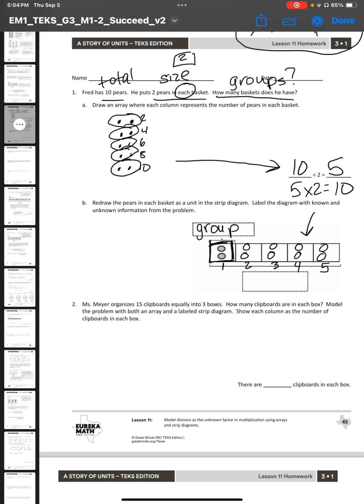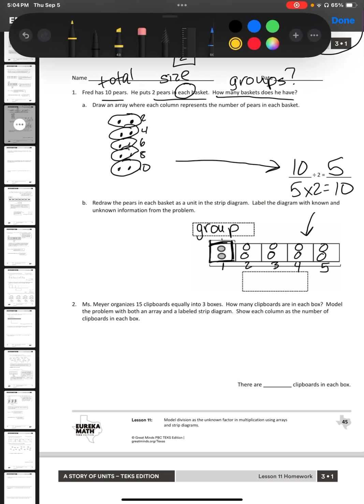And then the bottom, and let me see if I can change my color. This bottom that runs across the entire bottom, this mark here, is going to represent the total number of pears. In this case, it's 10. That's where your total is.